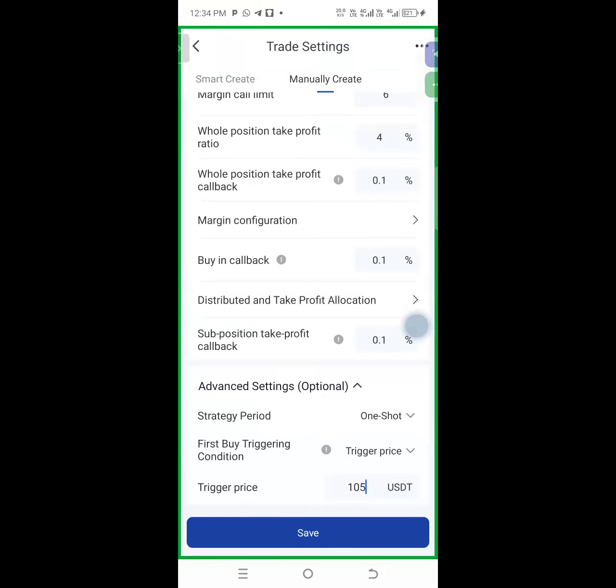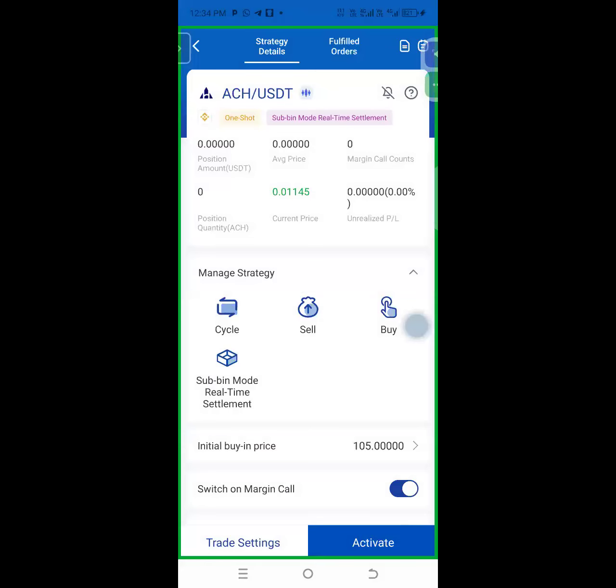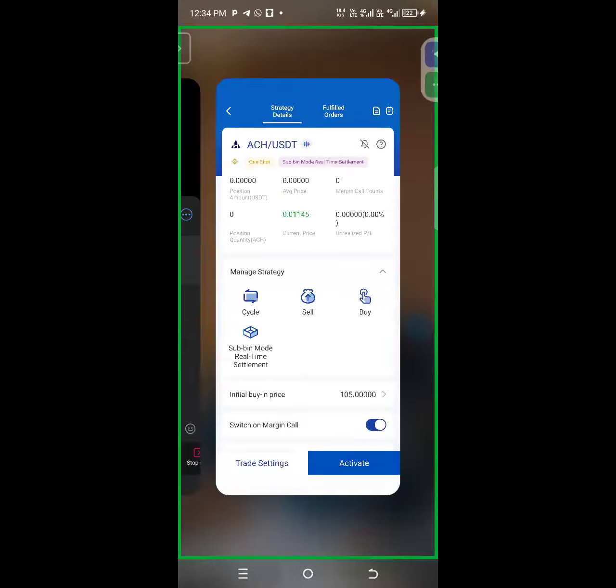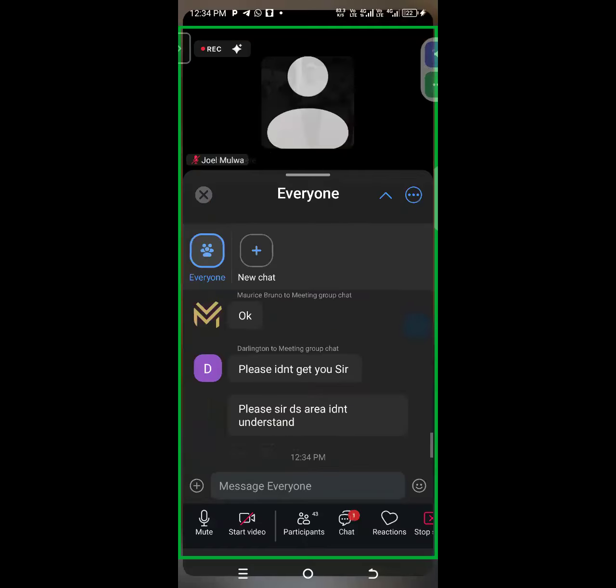Do you get the idea? So after that, you click on confirm, and that is all. It simply means when the price drops to 105, it will buy. That is when it will do what? It will buy. All right. Hope you get it now.